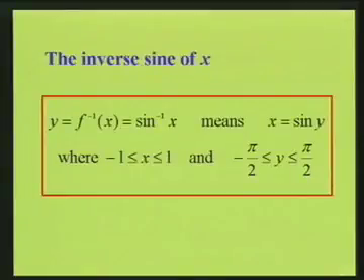So that gives us the following definition. The inverse sine of x. y equals the inverse sine of x, or the arc sine of x, means x equals the sine of y, where x is going to be a quantity between negative 1 and 1, and y is going to be an angle between negative pi over 2 and pi over 2. Both values are inclusive.